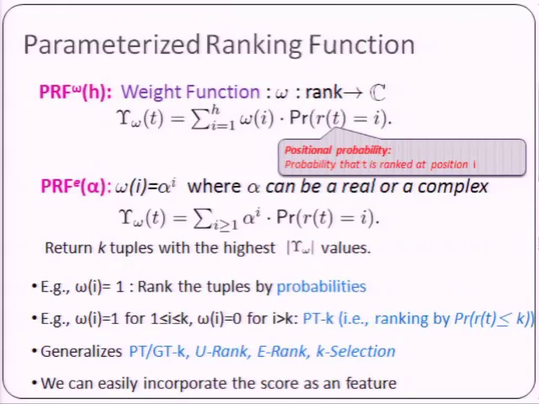Okay, so now let's see the formal definition of our parameterized ranking function, PRF. So this is a PRF-w function. The parameter is a weight function, which maps a rank to a possibly complex number. A rank is an integer 1, 2, 3, 4, 5. A PRF function for a particular tuple is defined to be a linear combination of the weight function weighted by the positional probability. So what's the positional probability? It's the probability that the rank of this particular tuple is i. So this is a probability, okay?